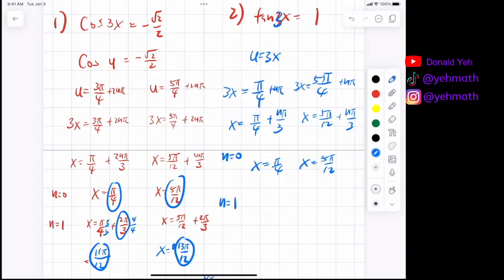Why is it that when you divide pi over 4 by 3, it's still pi over 4? Oh, this is 12, right? My fault. This is 12 still, and this is 12.